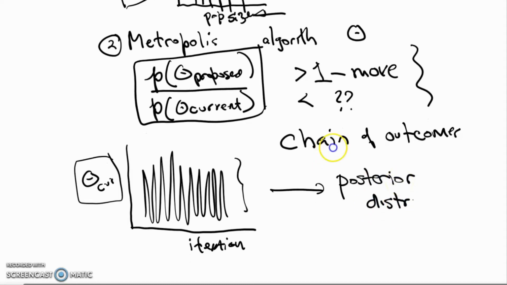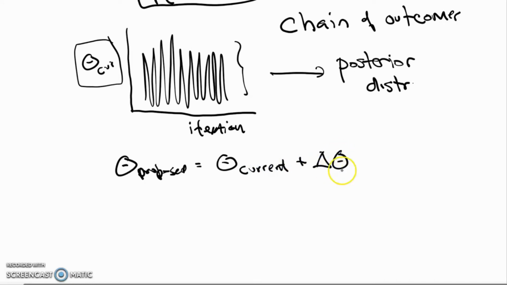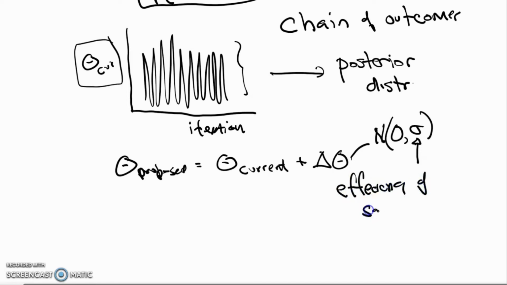Now, one of the issues that arises is, how do we calculate theta proposed? We get that by taking theta current and adding to it some small amount delta theta, where this is taken randomly from a normal distribution with mean 0 and standard deviation sigma. And what we saw was that the choice of sigma, which is something we would have to decide upon, was not trivial, and that would affect the efficiency of sampling.